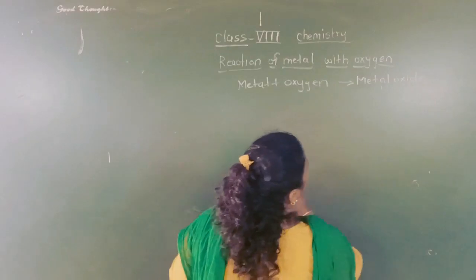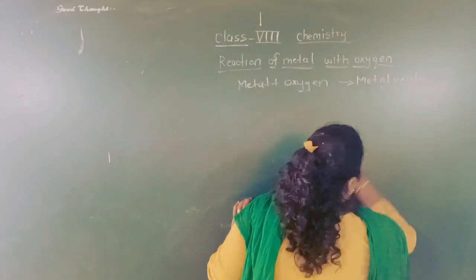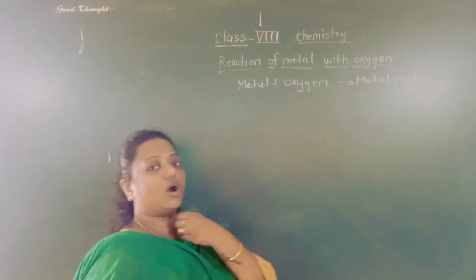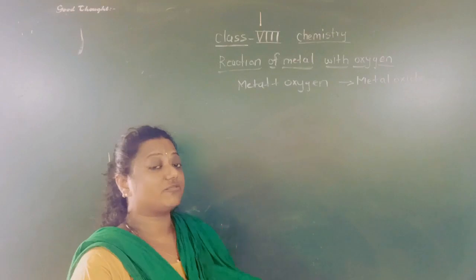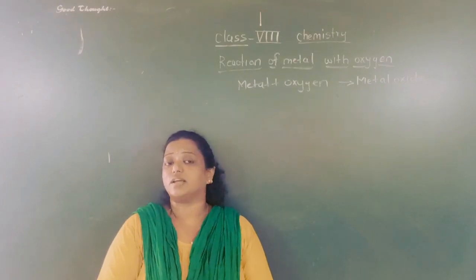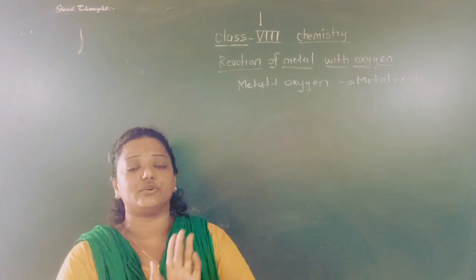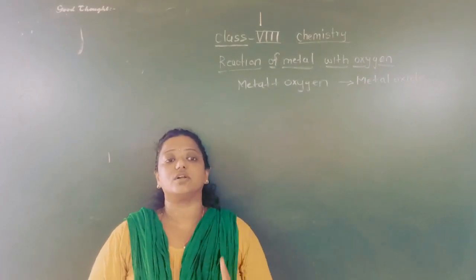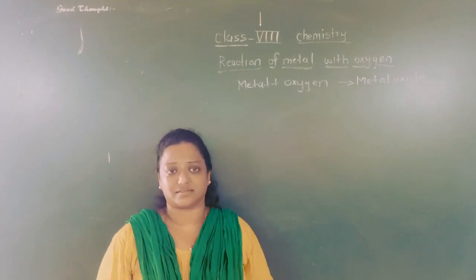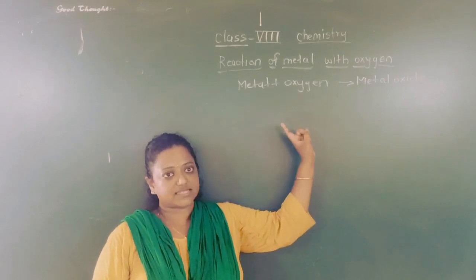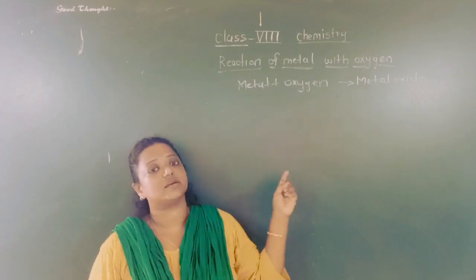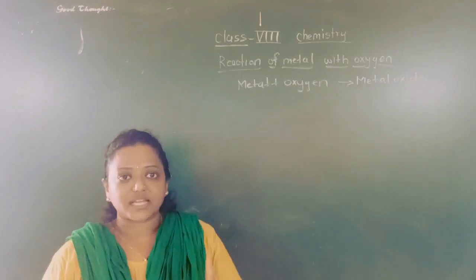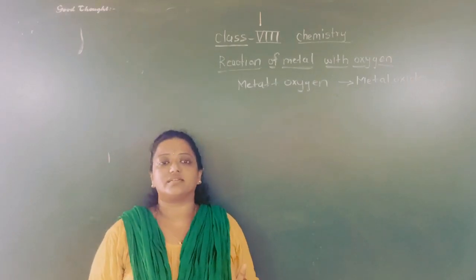Alkali metals. See students, I told you, all metallic oxides are unable to dissolve into the water. All metallic oxides, listen to me very carefully, it's very important. All metallic oxides are unable to dissolve into the water. Only two metal hydroxides are able to dissolve into the water, and those are sodium hydroxide and potassium hydroxide only.